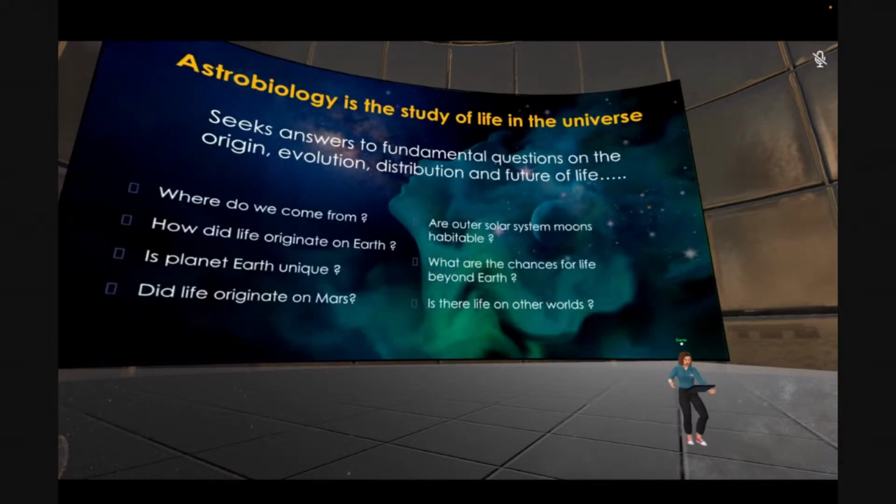So broadly, astrobiology is the study of life in the universe, and the field at large seeks to answer fundamental questions about the origin, evolution, distribution, and even the future of life. Some of these questions include, where do we come from? How did life originate on Earth? Is planet Earth unique in that we have life here? Did life originate on Mars? This question is very near and dear to my heart, as this is what my PhD dissertation is about. And then, are some of the outer solar system moons habitable? And more generally speaking, what are the chances for life beyond Earth?